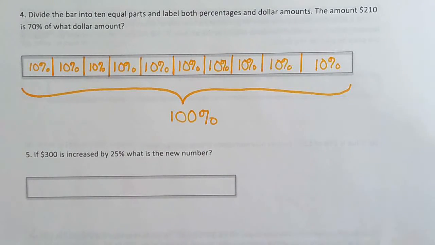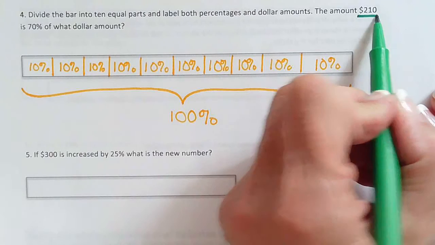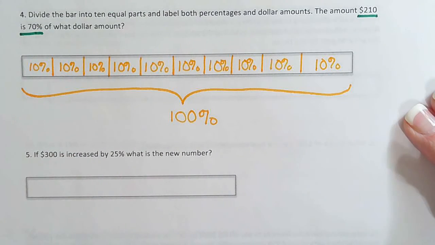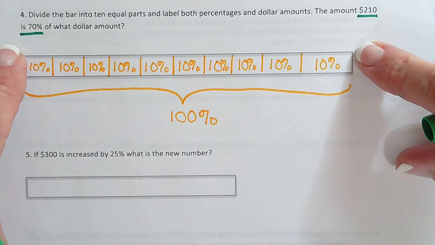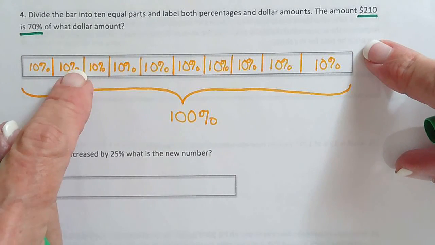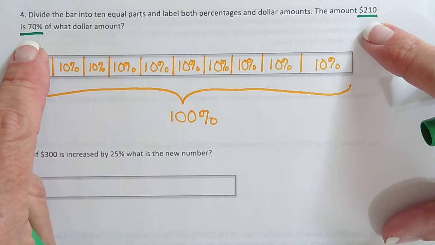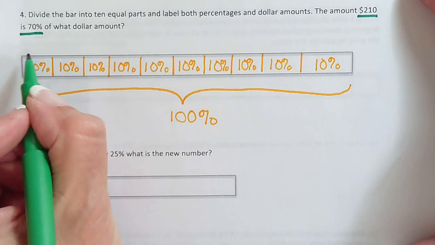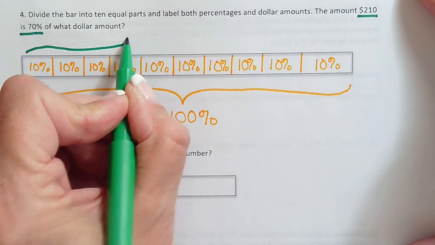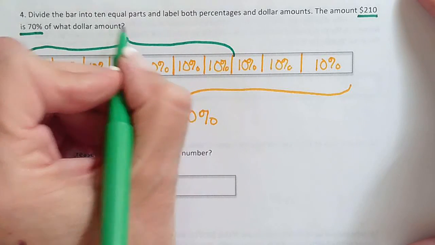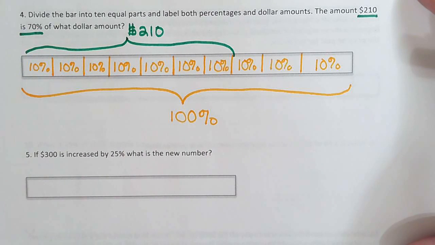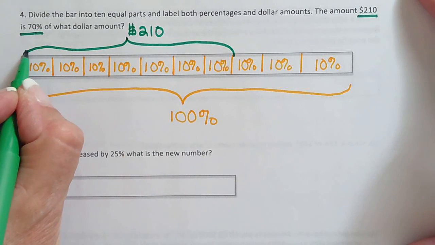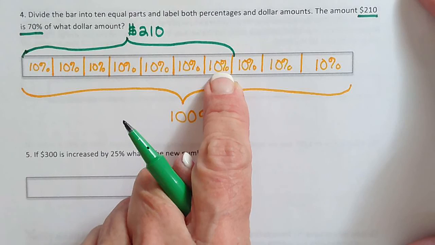So this is key right here. $210 is 70%. 210 is not the whole. And that's what students do wrong on this problem on the test. They label this 210 and then they divide it by 10 and they get $21. That is not what it says. It says $210 is 70%. So from here to here is $210, not the whole. And that is key that you notice that, not the whole, only 70%.